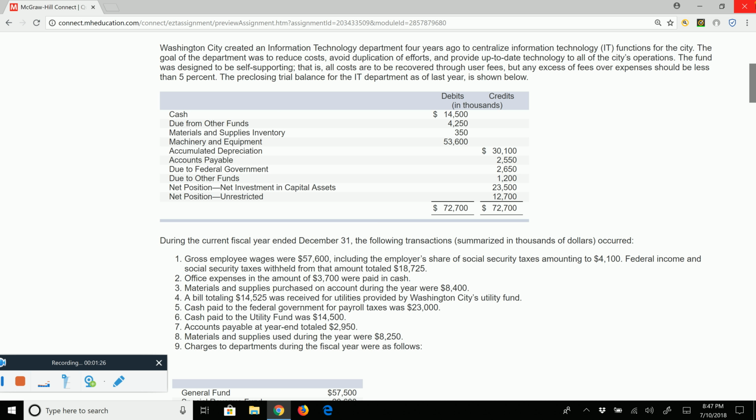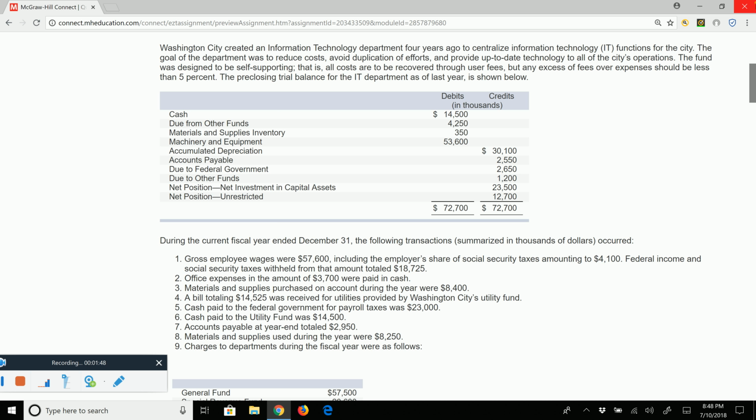All right, the fund should be self-supporting. So basically what this IT department does is it charges fees to all of the other government departments. They charge fees to cover their costs. There really shouldn't be a profit. It should be more or less within 5%. The excess of fees over expenses should be less than 5%.